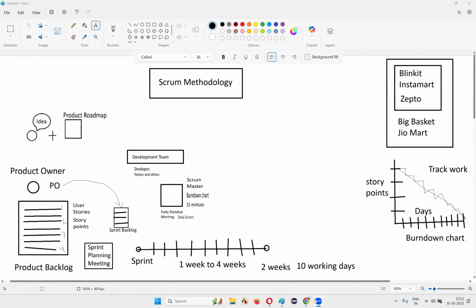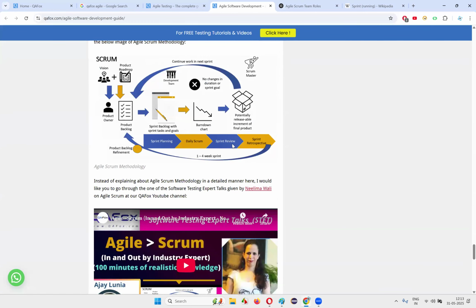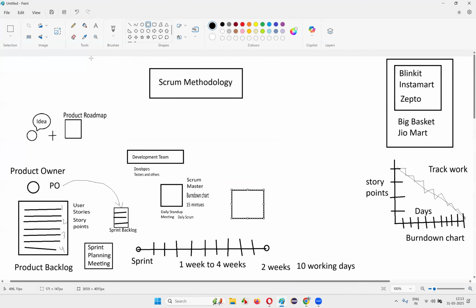Development teams cannot state themselves that I completed the work, sprint is completed. We cannot say that. By the end of the sprint, what should happen is another meeting will happen, guys. Another sprint meeting will happen here. The name of the meeting is called the sprint review meeting. What is this meeting called? Sprint review meeting.